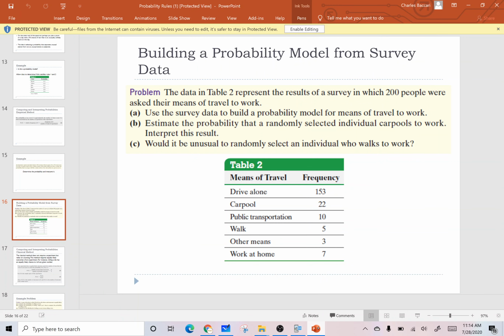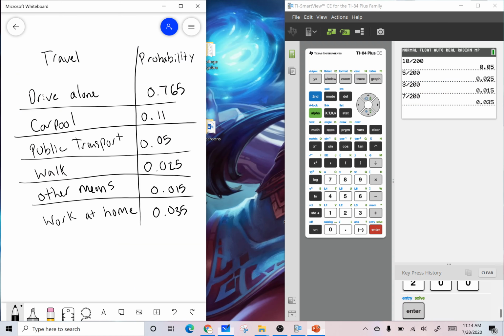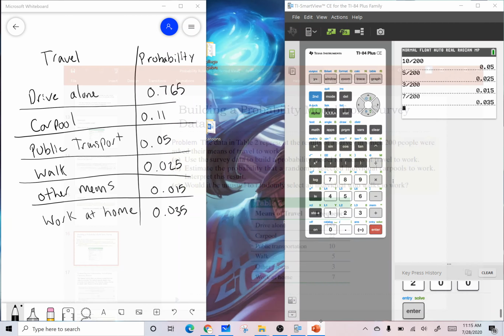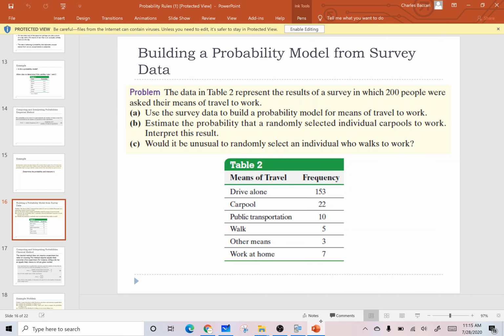Estimate the probability that a randomly selected individual carpools to work. So carpool is 11%. There's an 11% chance that somebody carpools to work. Another way you could say that is about 1 in 10 people from this survey carpool to work. I think it's safe to say most people drive alone.